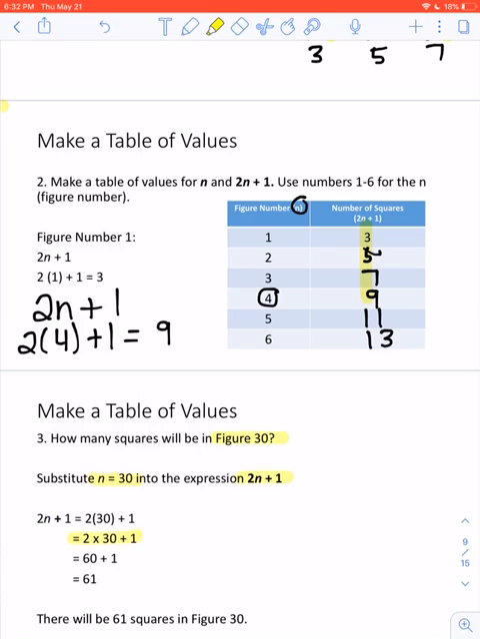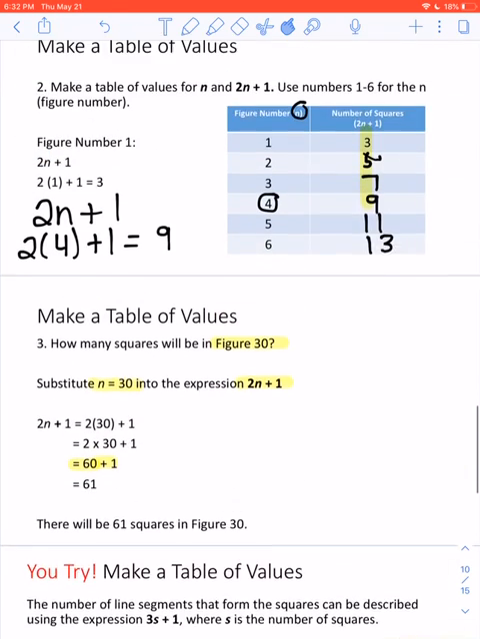2 times 30 plus 1. 2 times 30 is 60. Add 1 is 61. What does that information mean though? That means there's going to be 61 squares in figure 30. Okay, that's what the question is asking us.